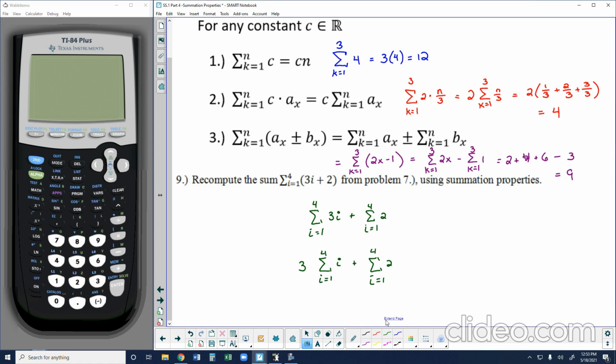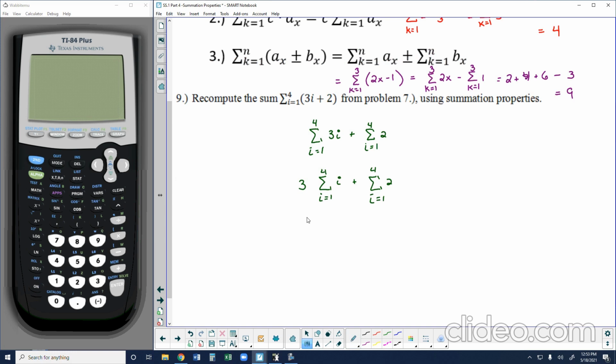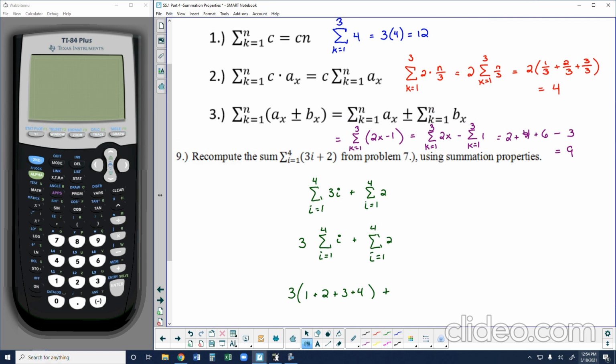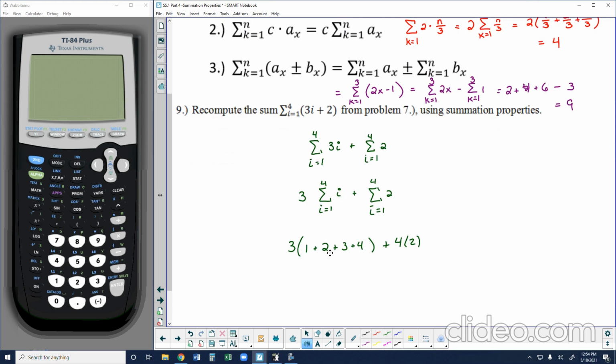Now I can quickly do some summations here. So this 3 would stay there. 3 times the summation of i from 1 to 4 would just be where i is 1, 2, 3, and 4. And then for the second summation here, I have a constant, so I can just do the upper bound times that constant, so 4 times 2. So 1 plus 2 is 3, plus 3 is 6, plus 4 is 10. So I'd have 3 times 10, plus 4 times 2, which is 8. 3 times 10 is 30, and I would get 38.